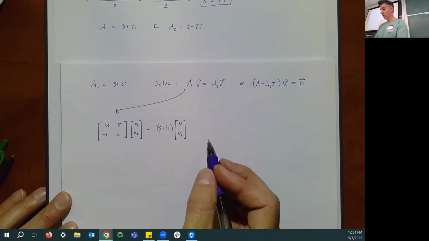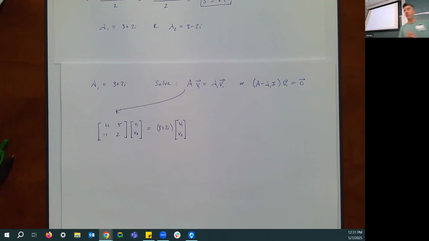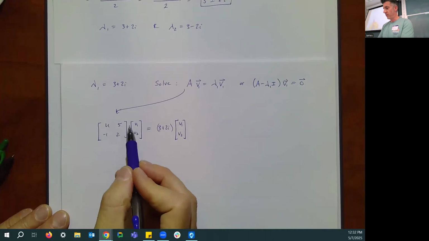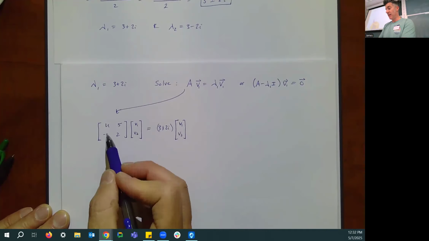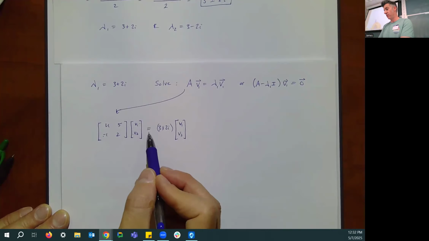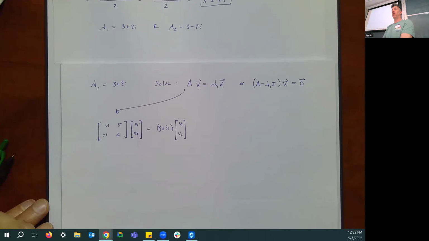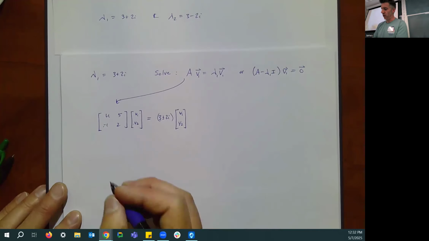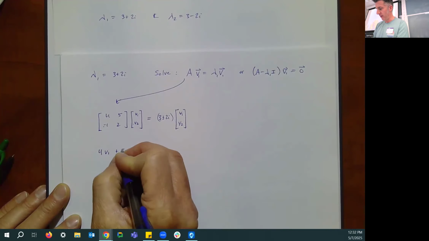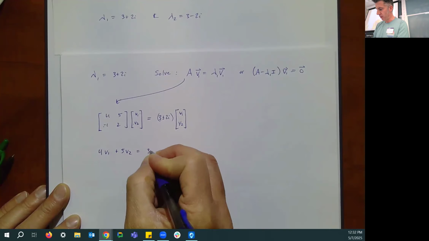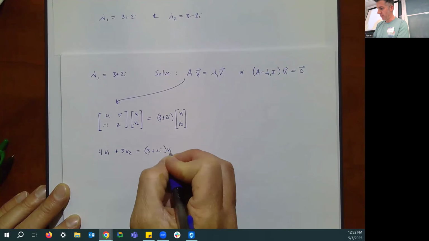So doing it this way, we're just going to use one of the equations. Reminder, this matrix equation represents a system of two equations, right? This really is saying 4 times v1 plus 5 times v2 equals 3 plus 2i times v1, and negative 1 times v1 plus 2 times v2 equals 3 plus 2i times v2. We're not going to write that all out because we can see it right there. We only need one of the equations though, and I almost always pick the first one by default. So 4 times v1 plus 5 times v2 equals 3 plus 2i times v1.